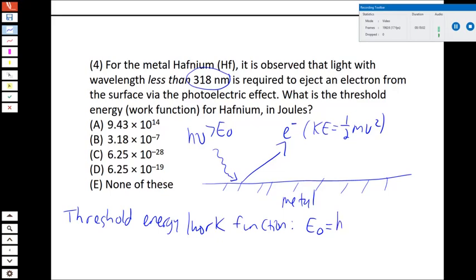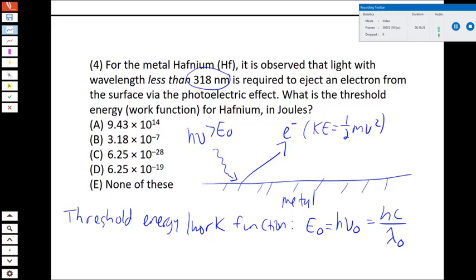So it's h times the threshold frequency nu, which is equal to hc over the threshold wavelength lambda. Now remember, because energy and wavelength are inversely related, if the energy needs to be larger than E0, that means the wavelength needs to be smaller than lambda 0. So that's what this problem is telling us. So 318 nanometers is exactly the right amount of energy to eject an electron.